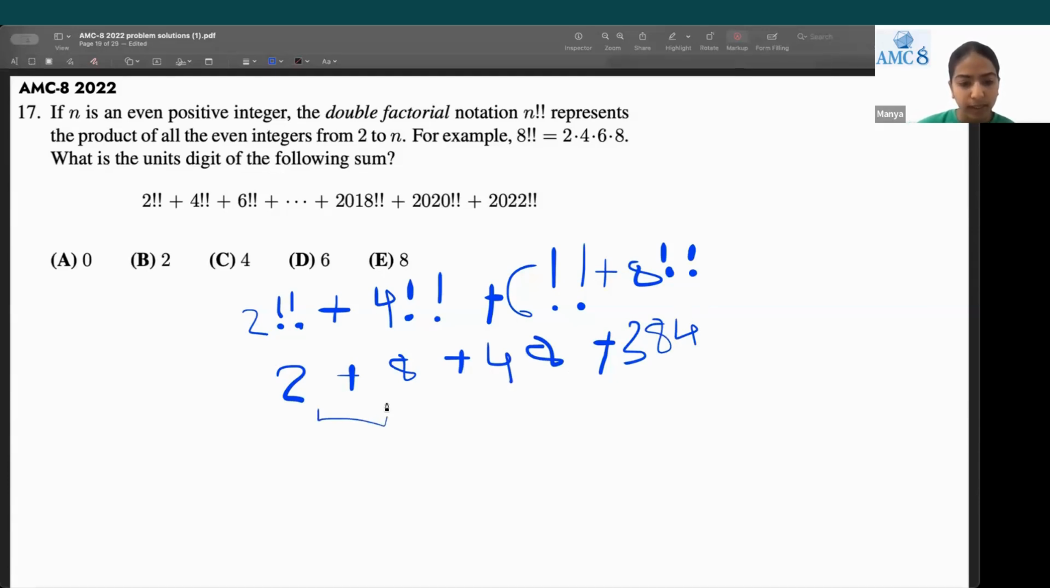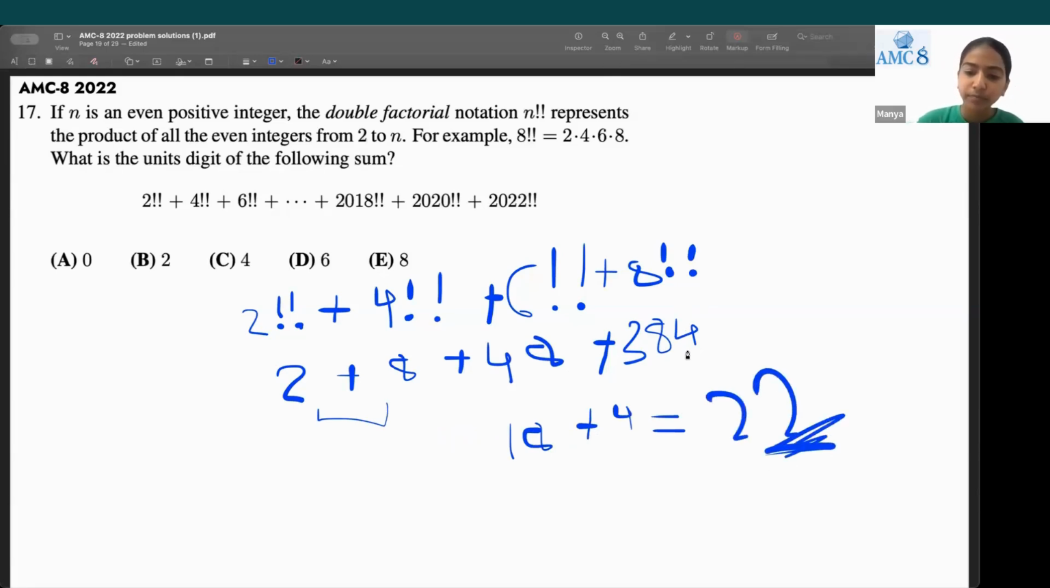And we can just add up the unit digits. So 2 plus 8 is going to be giving us 10. Plus 8 will be giving us 18. Plus 4 here is going to be giving us 22. And so the unit digit is going to be ending with a 2. And once again, I just added up the unit digits here. So 2884. And that's how we got to answer choice B.